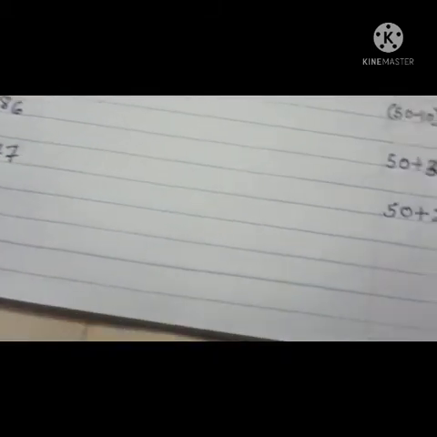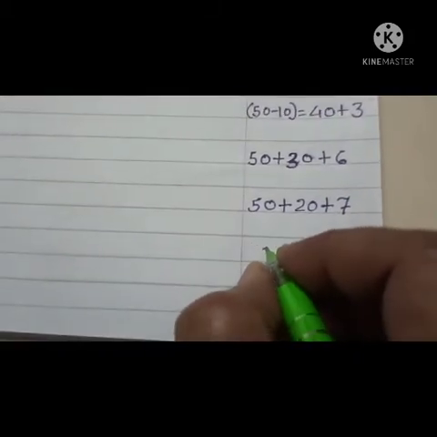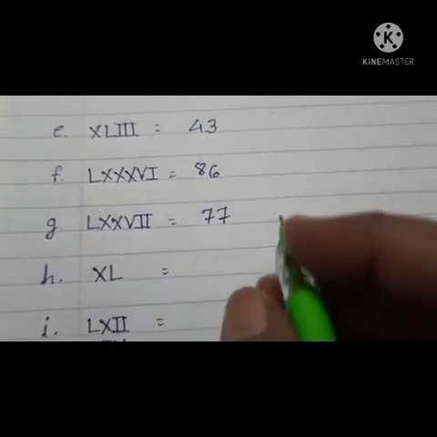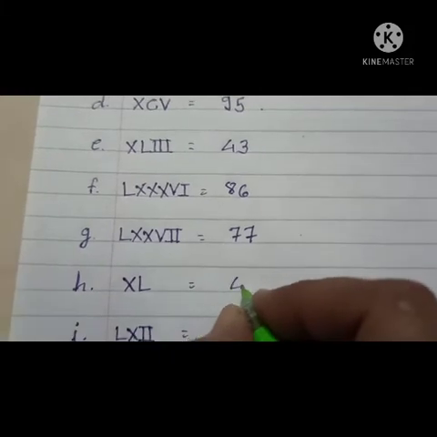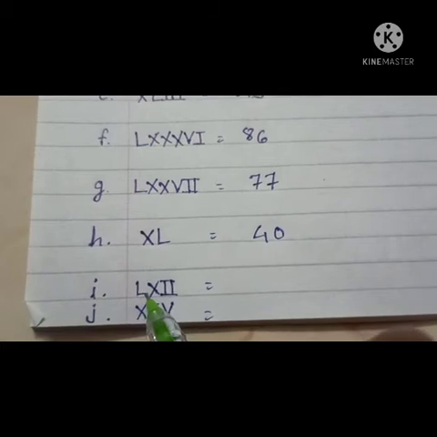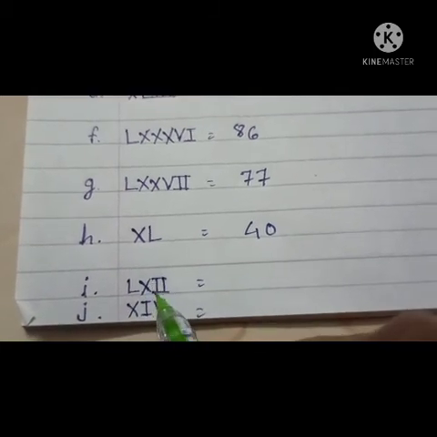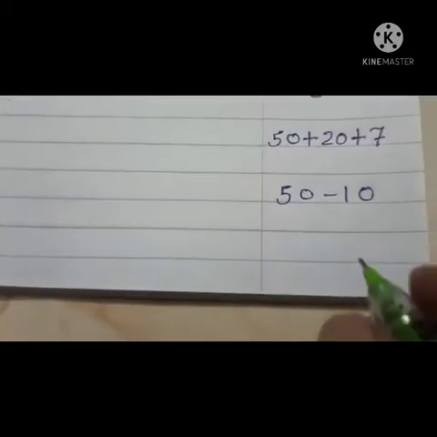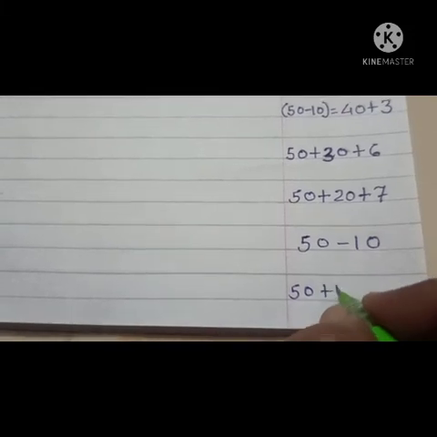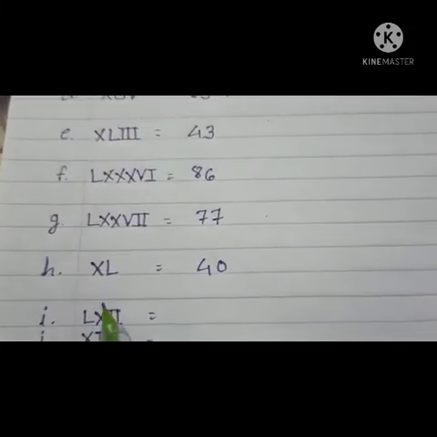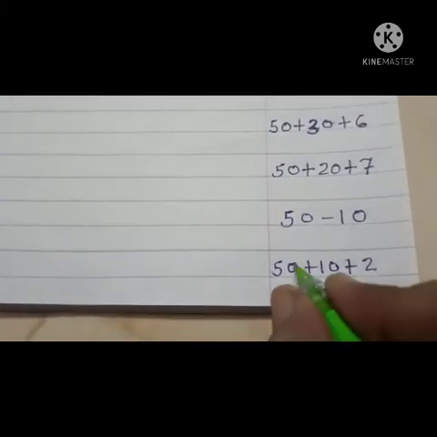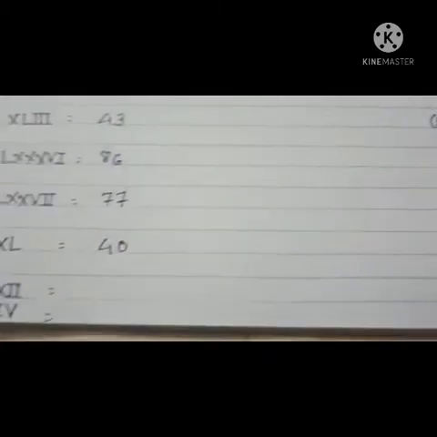Now H, X has a value of 10 and L has a value of 50. 50 minus 10 is equal to 40. Now I, L has a value of 50. X has a value of 10. Right here 50 plus 10 plus double I, that means 2. 50 plus 10, 60. 60 plus 2, 62.